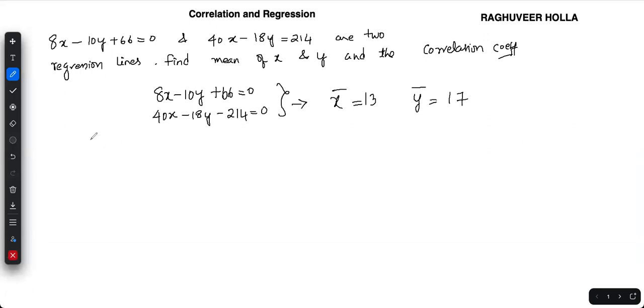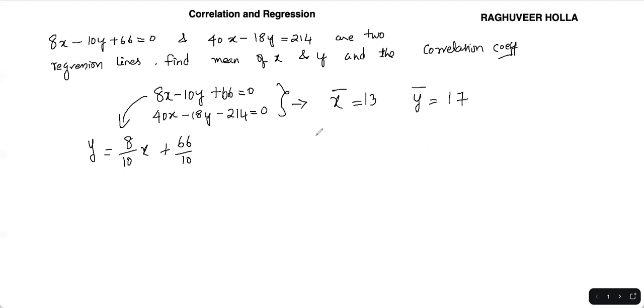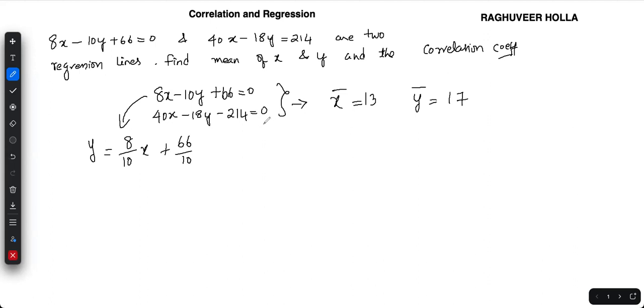So y on x will be, with y on the left hand side for this equation, if I divide, it is 8 by 10 into x plus 66 by 10. So this is y on x. And x on y, which is for this, that is x on the left hand side, it is 18 by 40 into y plus 214 by 40.